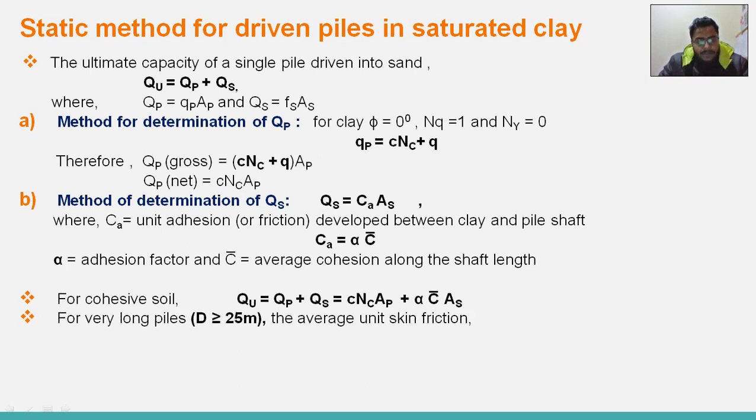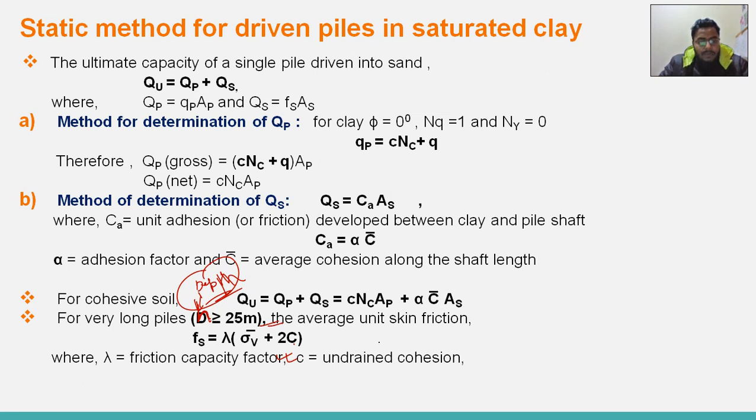For very long piles, if the depth, here D is the depth, is greater than or equal to 25 meters, the average unit skin friction we can write as Fs is equal to lambda into sigma v plus 2c. So there is a condition: if the depth, we can write h also, is greater than or equal to 25 meters, we can use Fs directly, where c is the cohesion and sigma v the vertical stress, lambda is the friction capacity factor, and c is the undrained cohesion.